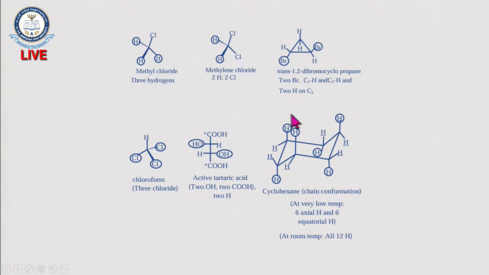So, there is no differentiation of the hydrogens here. But at low temperature, like 0 to 5 degrees, 6 hydrogens are oriented in the axial direction, axial meaning upwards, and 6 hydrogens are oriented downwards, in the equatorial direction. So, you can see the two types of homotopic ligands here. Now, we will see homotopic faces.